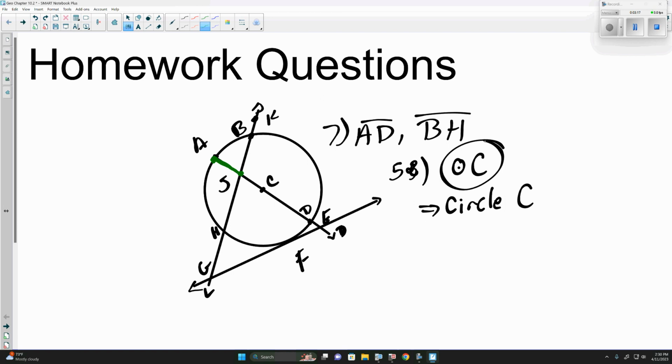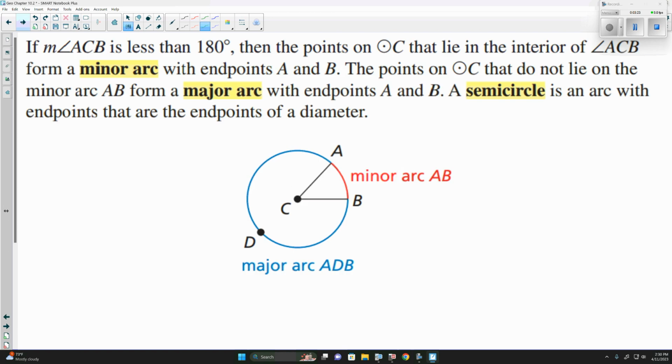Any other questions on the homework? Are you ready for today? So I included the arcs there just in case we need it, but we did cover it last time, so we're going to move on past it.